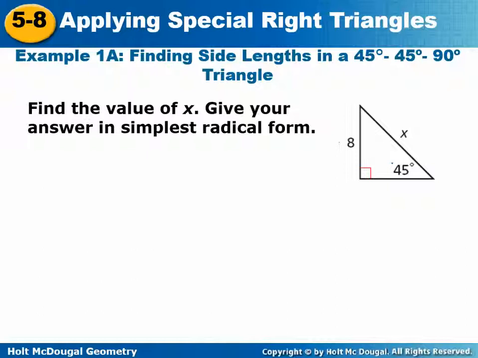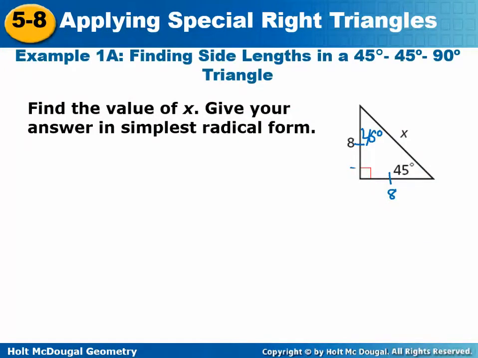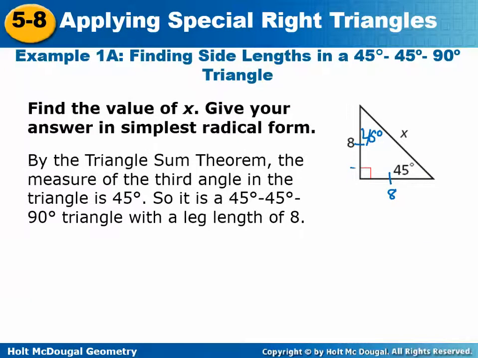All right, so here we have a 45-45-90 triangle. We know that because this is marked as a right triangle. These will both be 45, and we need to find x. Well, this is 8. This will also be 8. I could use the Pythagorean theorem, but it's even easier to use this theorem: one leg times the square root of 2 is equal to the hypotenuse. So all we have to really do is say that the answer is 8 times the square root of 2.